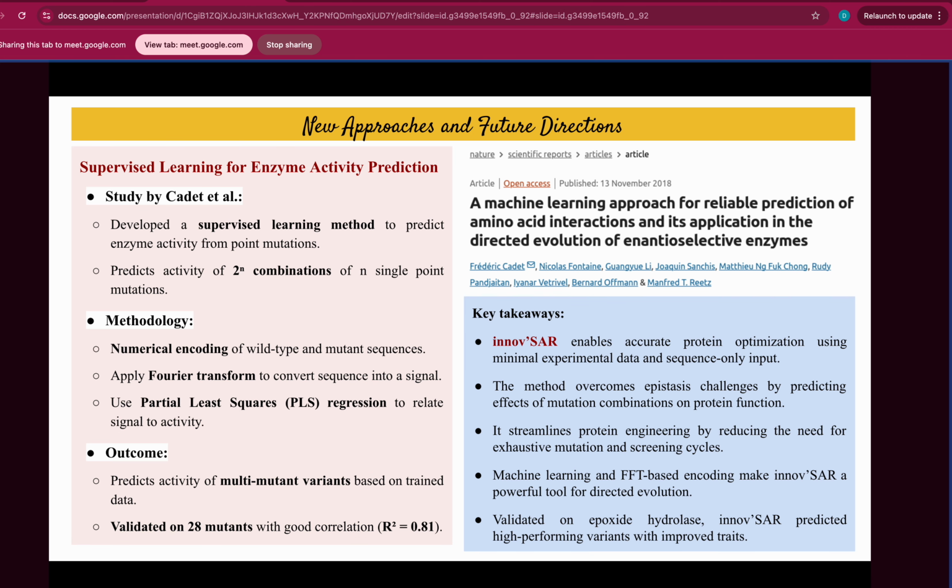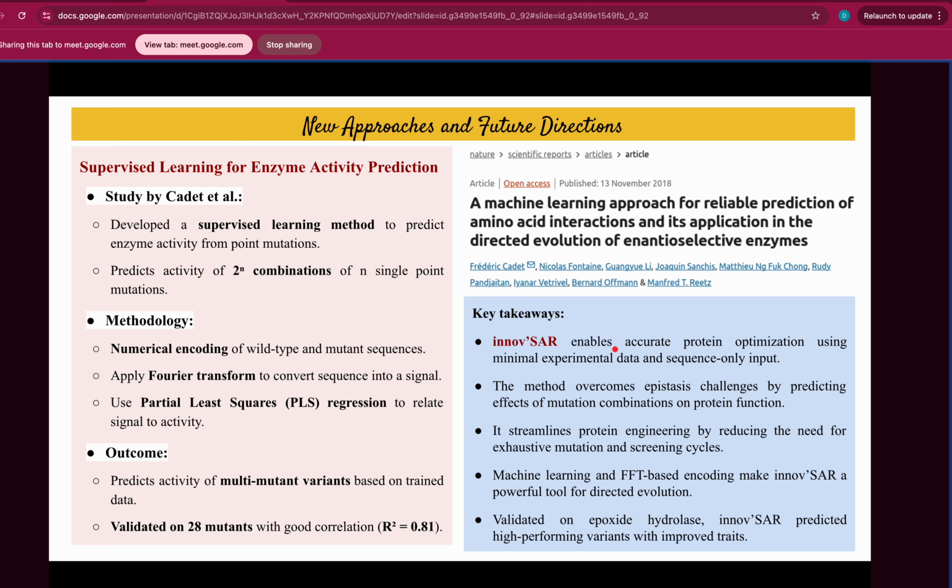And then if you talk about the future direction, then there is supervised learning, and this is a paper by Cadet et al. In which they have shown how the supervised learning can help you to improve the enzyme activity. So in the supervised learning method, they have performed the point mutations and they have predicted 2^n combinations of such single point mutations, and they have shown how it is influencing the enzyme activity. So if you are interested, you can go through the strategy.